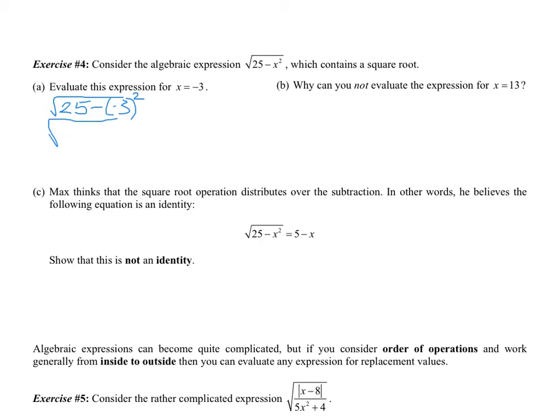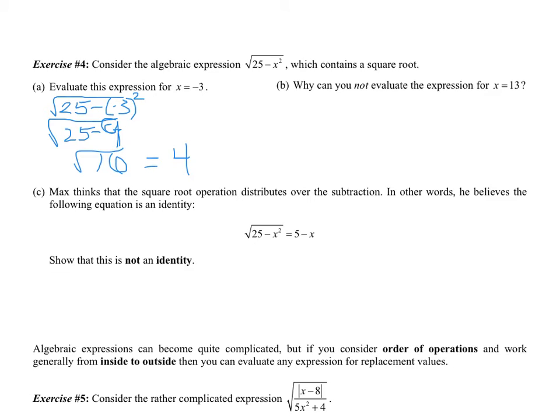So 25 minus a negative 3 squared, negative 3 times negative 3 is going to give me a positive 9, but I'm subtracting that positive 9. So I get 25 minus 9. 25 minus 9 gives me the square root of 16, which will give me a value of 4.